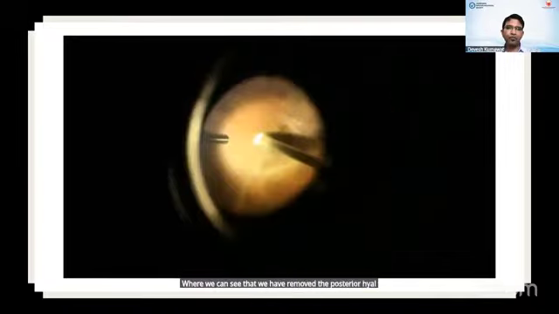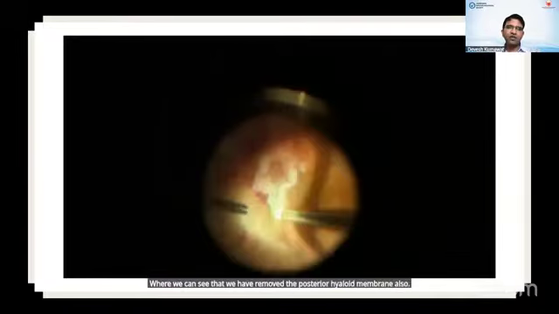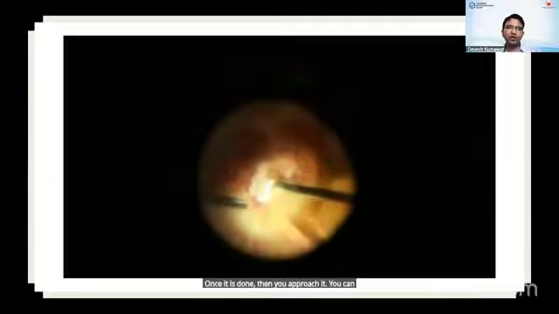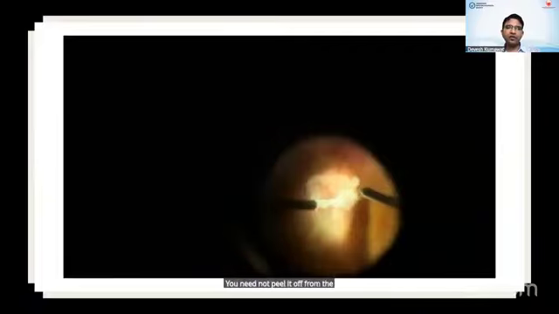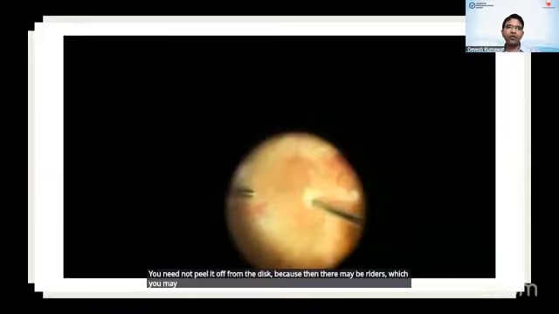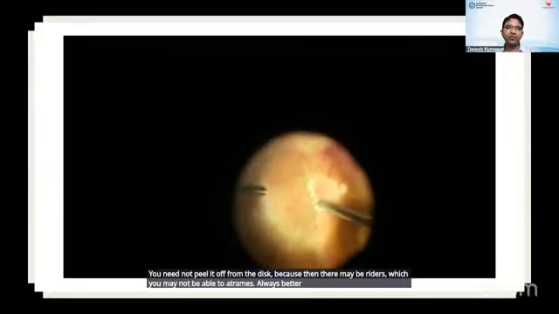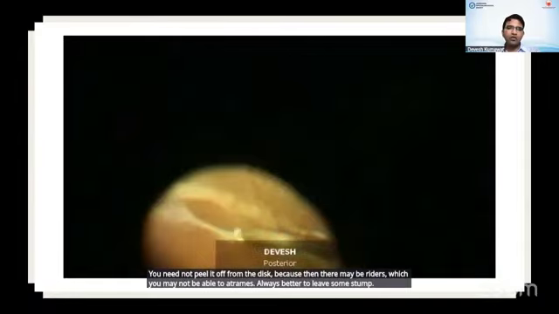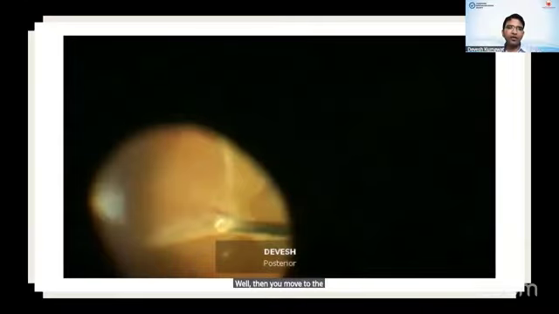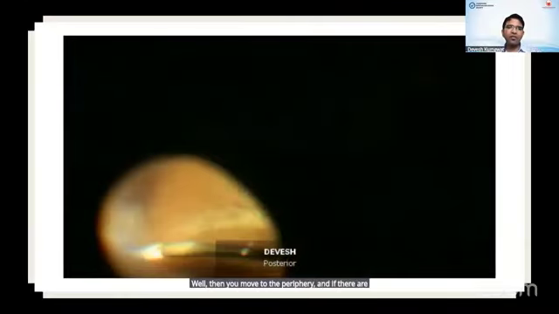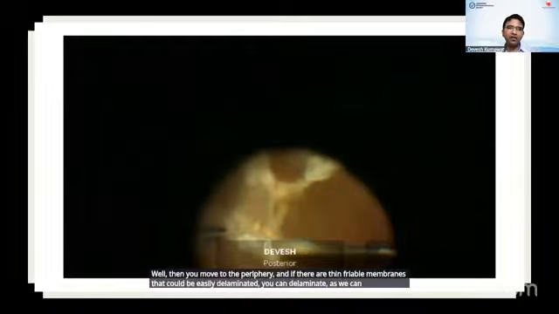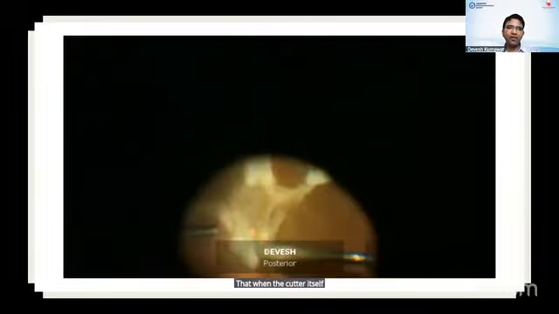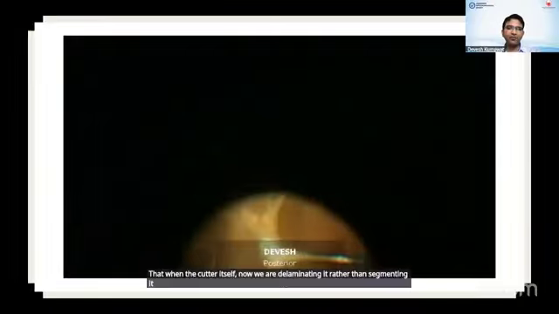So here we can see that we have removed the posterior hyaloid membrane also. Once it is done, then you can approach the proliferation at the disc. You need not peel it off from the disc, because then there may be bleeders which you may not be able to diathermize. Always better to leave some stump. Now then you move to the periphery, and if there are thin friable membranes that could be easily delaminated, you can delaminate, as we can see here. With the cutter itself, we are now delaminating it rather than segmenting it further.